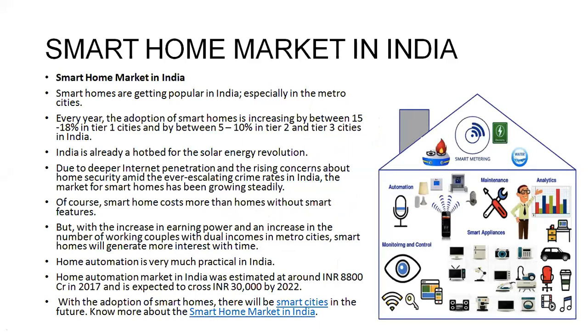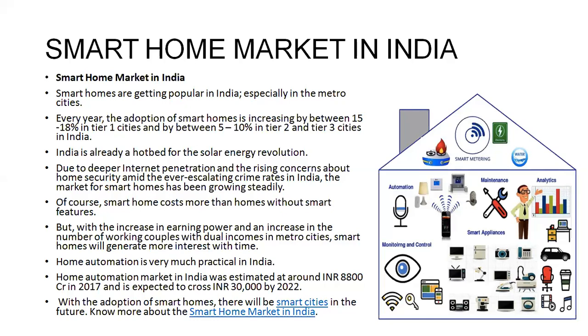Smart home market in India slide. Okay. So smart home market in India, smart homes are getting very popular in India, especially in metro cities. Every year the adoption of smart homes is increasing between 15 to 18% in tier 1 cities and between 5 to 10% in tier 2 and tier 3 cities. The concept of smart home is feasible in India because at the present time both husband and wife are earning, and this is the most feasible thing in India, and in the future we will see more smarter homes.